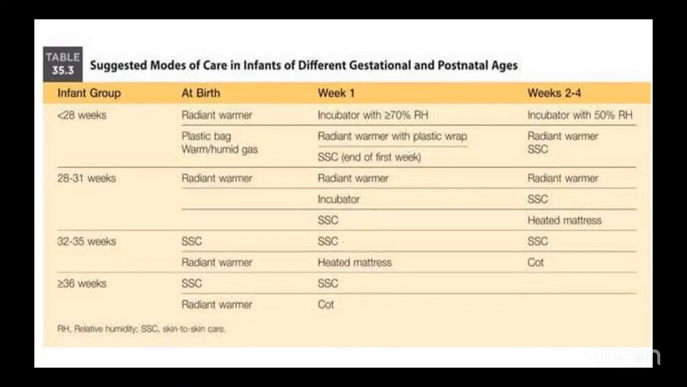So these are the various modes of care for different gestational and postnatal ages. For less than 28 weekers, you can use a plastic bag. You can receive the baby in the plastic bag, and then warm humidified gas can be used. For others, if it's more than 32 to 35 weeks, you can do skin to skin care and also radiant warmer care. And as the child gets better, most of them can be looked after by skin to skin care or heated mattress or radiant warmer.